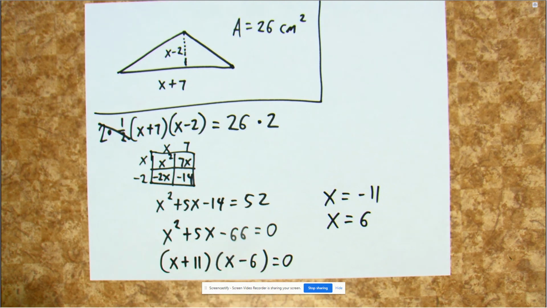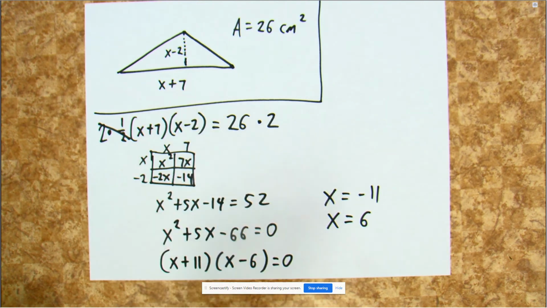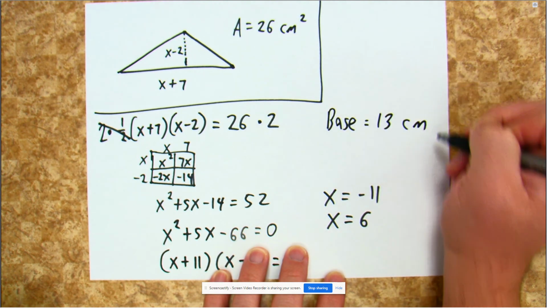Now again, just because the 11 is negative does not mean that it is disqualified. The reason why the negative 11 is disqualified is because when you try to plug it in back here, it gives you a negative length. 6 has to be the x value. Now, 6 is not my final answer because the question wanted find the length of the base. If you plug that 6 back into the base of x plus 7, you get a base of 13 centimeters.